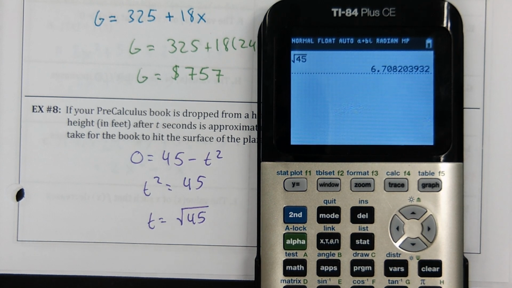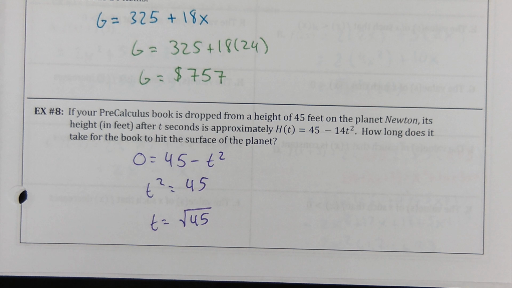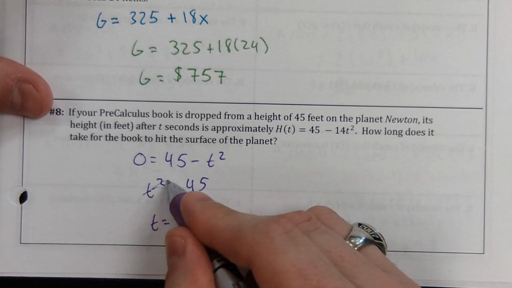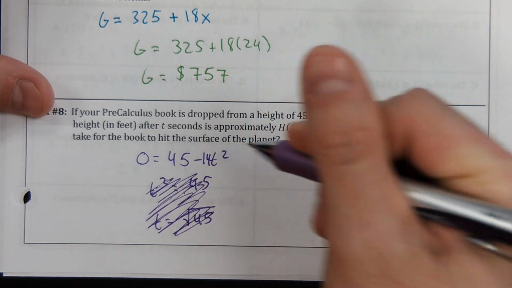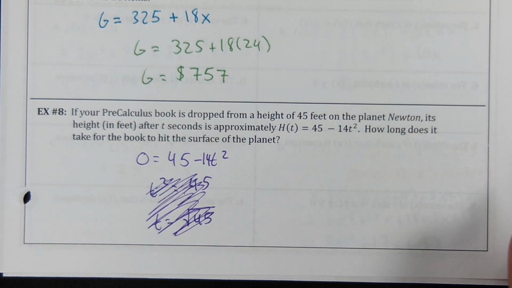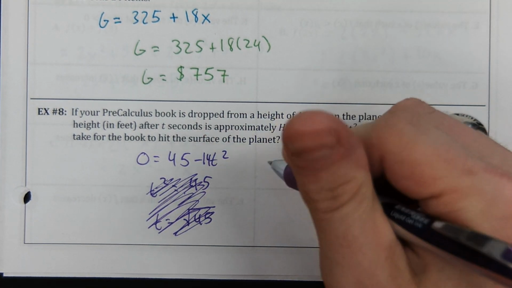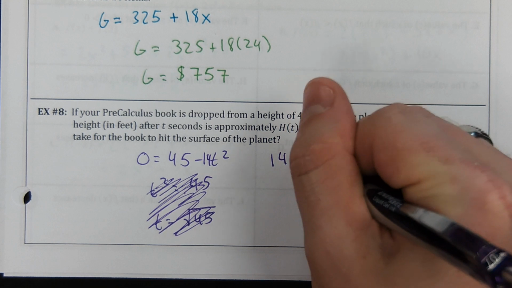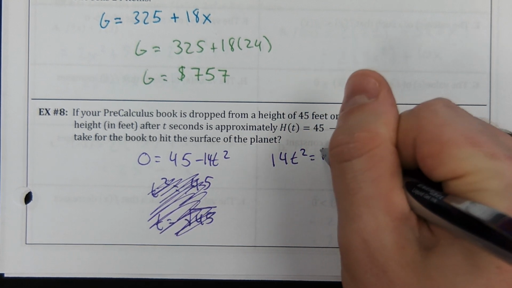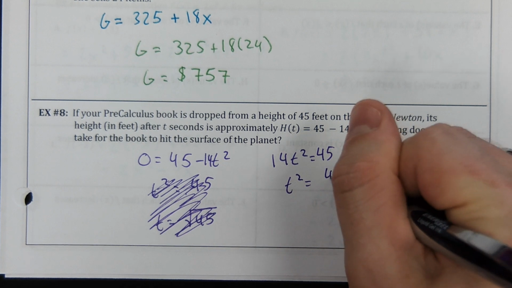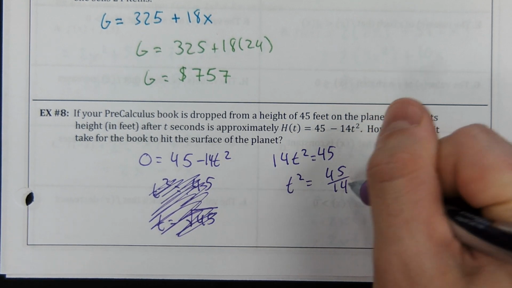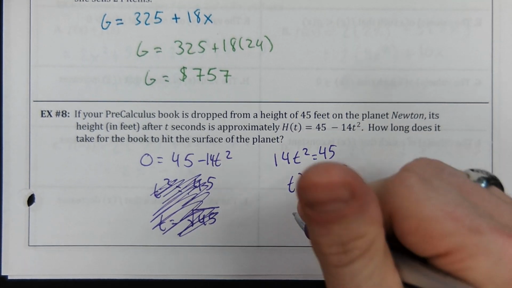Wouldn't it be 45 minus 14t squared? Did I miss some equation? Oh, well, I wish you'd have said something long before I grabbed the calculator and everything. I forgot to write the 14. Add the 14t squared to both sides. Divide by 14. You guys could say something. And then take the square root. All right, let's try that again.